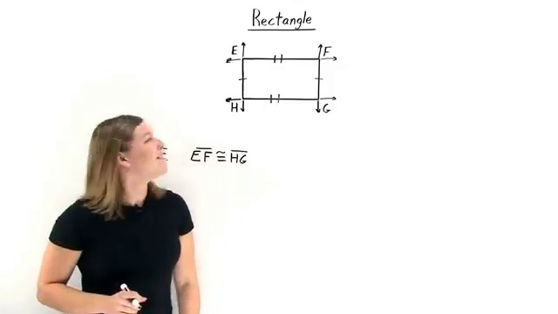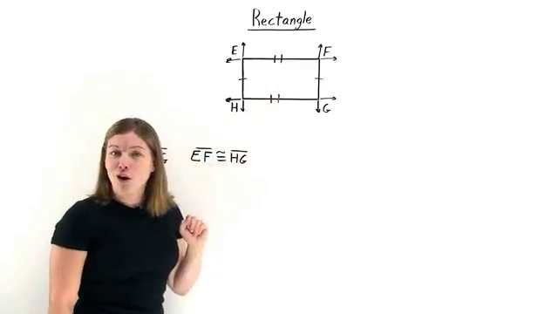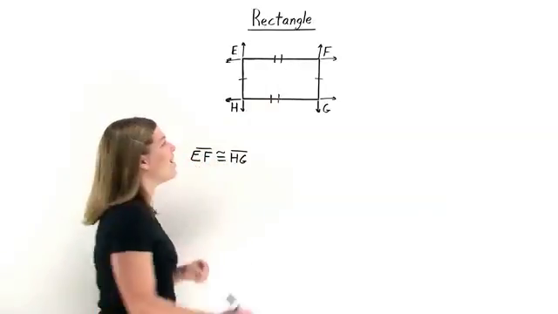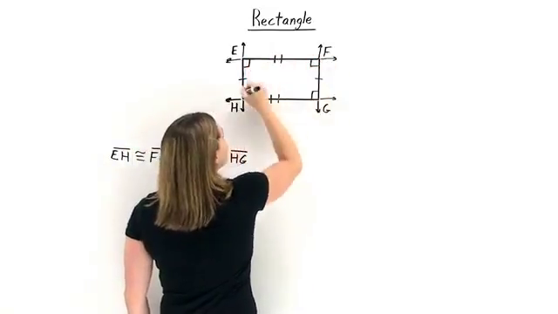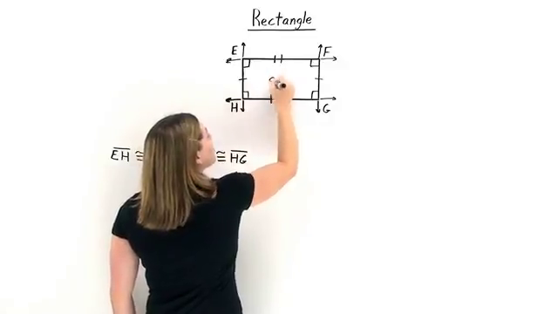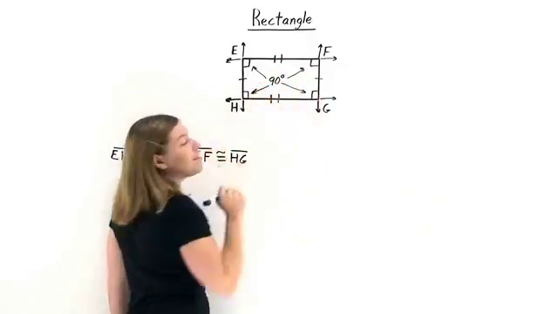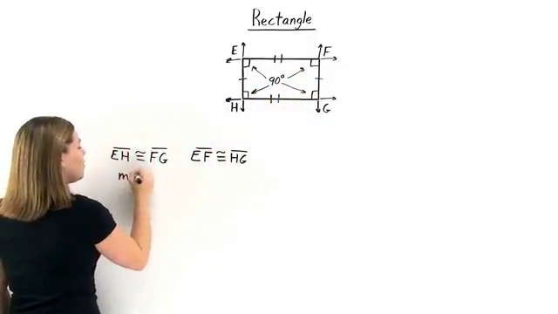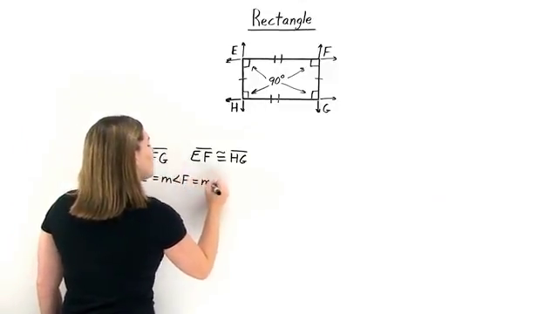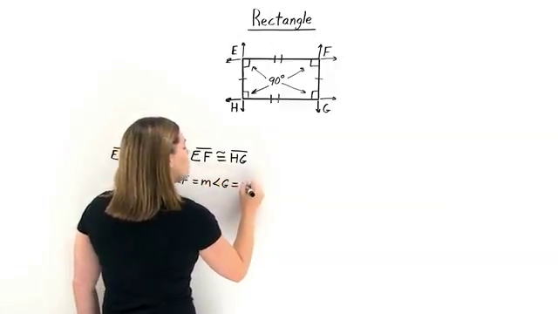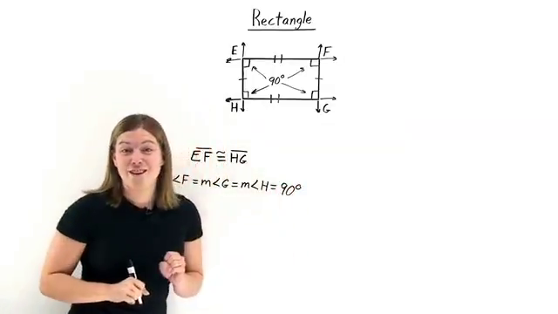Let's take a look at the angles. Looking at the interior angles of this figure, it looks like they're all right angles. And in fact, they are. Here in this rectangle, we have 4 right angles. And we can indicate that by this little box. Since they're all right angles, that means that each of these angles measures 90 degrees. So, we can write that the measurement of angle E is the same as the measurement of angle F, which is the same as the measurement of angle G, which is the same as the measurement of angle H. And each of these angles measures 90 degrees.